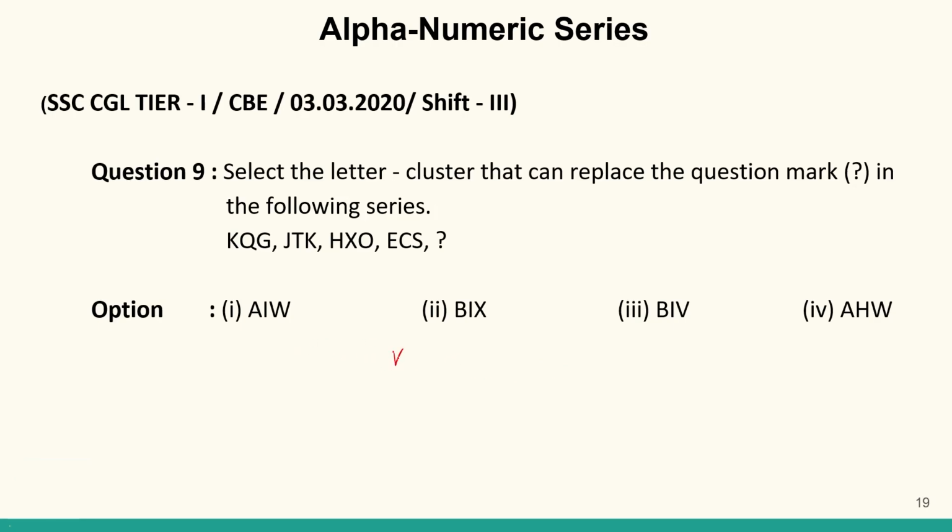So first series will be K, then J, then H, then E, and then we have to find out. Then it will be Q, T, X, C, and then we have to find out. Then it will be G, K, O, S, and then we have to find out. So let us put ranks first. K is ranked at 11. J is ranked at 10. H is ranked at 8. E is ranked at 5.